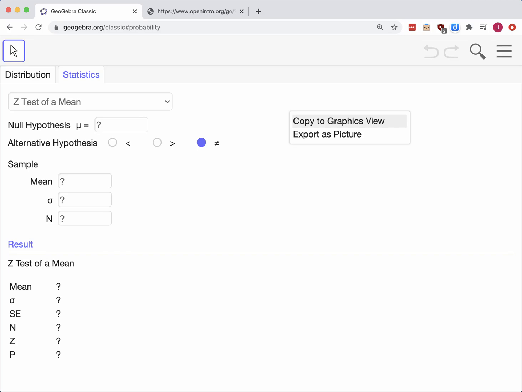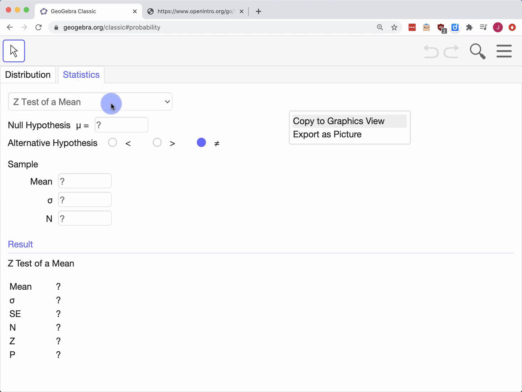In this video, I'll show you how to use GeoGebra.org to do a one sample confidence interval for a sample proportion. So go to the website geogebra.org/classic#probability. There's two tabs, distribution and statistics. This time we'll be on the statistics tab.